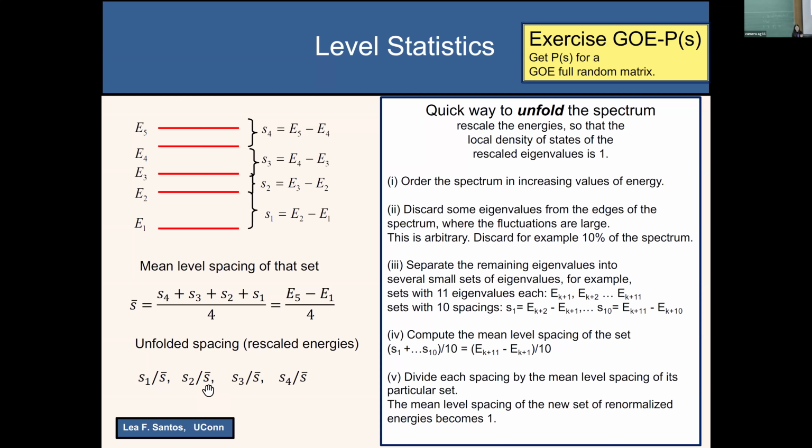In real life, people do ensemble averages. Since I'm just proposing some exercises, I'm saying even if you have a matrix with 1,000 levels, just this will give you already a nice Wigner-Dyson just for you to check. But in real life, yes, you're going to be doing different realizations of these random matrices and doing averages. And then you do this unfolding for each realization.